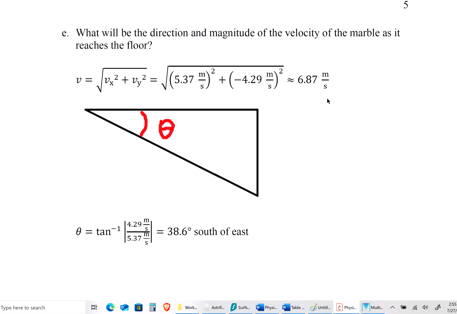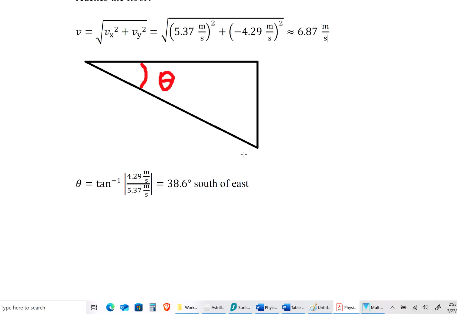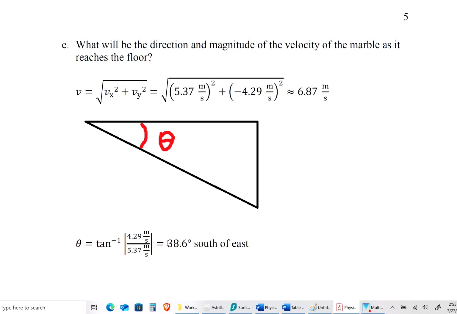So the magnitude is 6.87 meters per second. The direction here is 38.6 degrees south of east, because this is south of east. It's going to the bottom right.